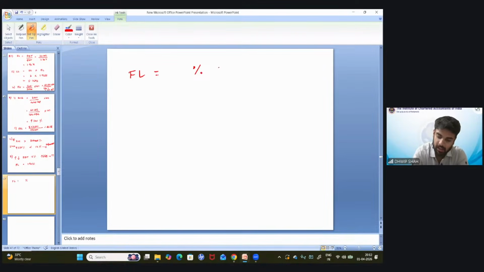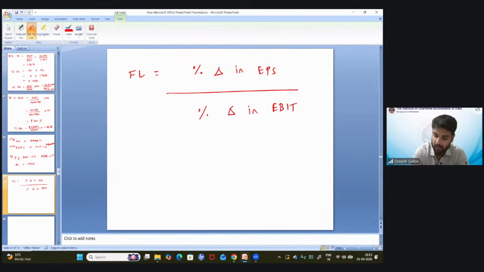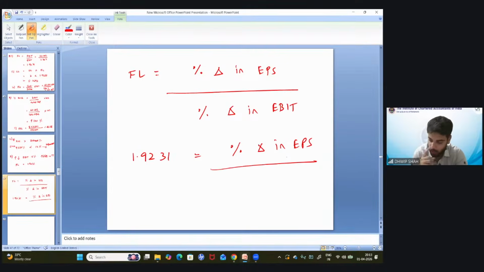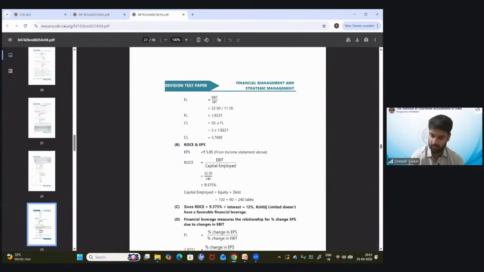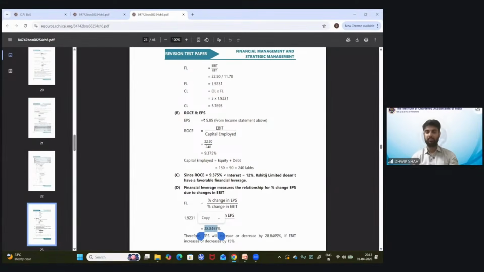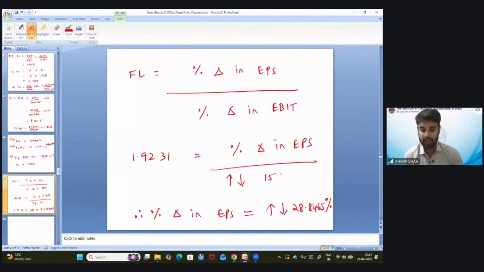So using the financial leverage interpretation formula, percentage change in EPS upon percentage change in EBIT. Okay. 1.9231 is equal to, I don't know the percentage change in EPS, but I know EBIT is changing by 15% up and down. Yes or no? So therefore, percentage change in EPS will increase or decrease by 15 into 1.9231, which is 28.8465%. Clear, students? 28.8465%. Okay. So EPS will increase or decrease by 28.8465%. Any doubts? Any queries?